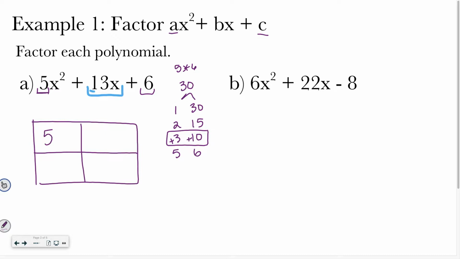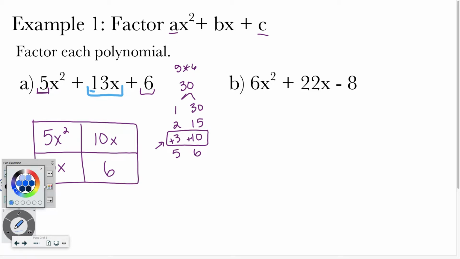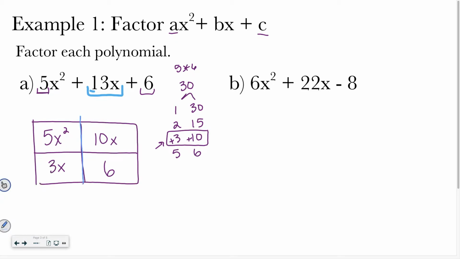And I'm going to write 5x squared. And then I'm going to write 6 in that same spot. And the two numbers that you found over here can go in either of the remaining two boxes. So I'm just going to say positive 3x here and a positive 10x there. So now, again, I start by looking at this vertically. And I say, what do these two boxes have in common? 5x squared and 3x both have an x in common. So if I pull out an x, I'm left with 5x, and I'm left with just a 3.